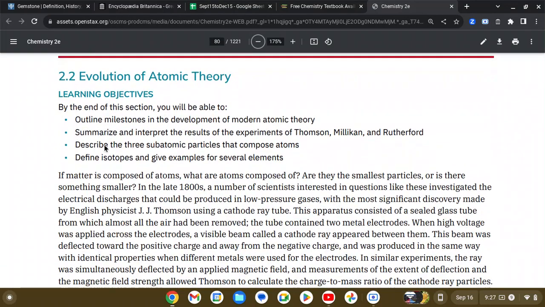2.2, Evolution of Atomic Theory. Learning objectives. By the end of this section, you will be able to outline milestones in the development of modern atomic theory, summarize and interpret the results of the experiments of Thomson, Millikan, and Rutherford, describe the 3 subatomic particles that compose atoms, define isotopes, and give examples for several elements.